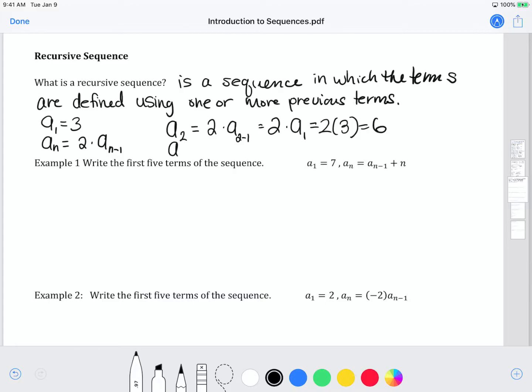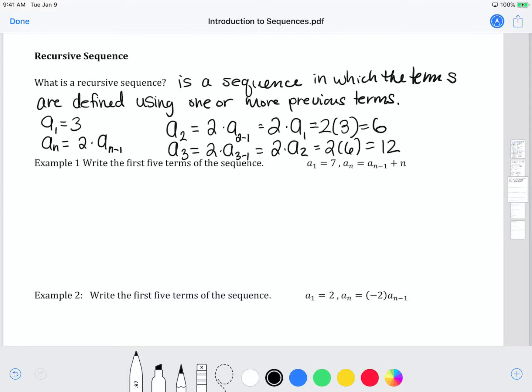Then if I wanted to find the third term, I would plug in 3 for n. So I would have 2 times A sub 3 minus 1, which would be 2 times A2. So to find A3, I'm going to use the second term. The second term is 6. We just found that. So I'm going to take 2 times 6, and I'm going to get that my third term is 12. So if we continue to go on, you can see that the pattern is you take 2 times the previous term. That's this specific example.